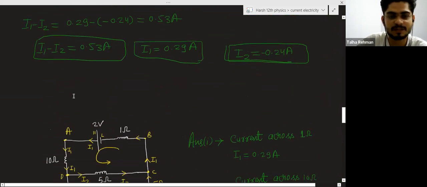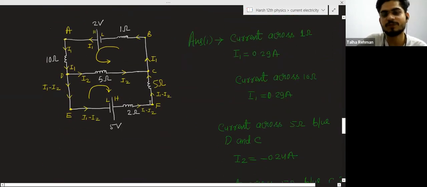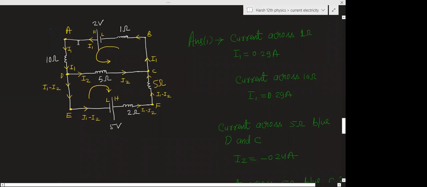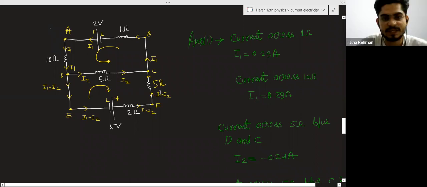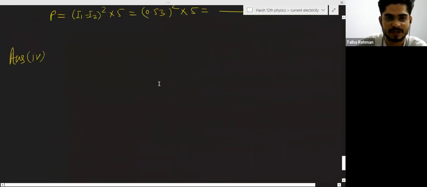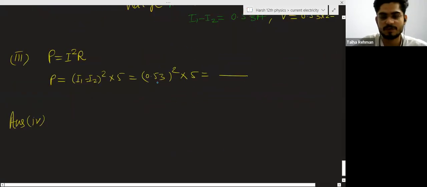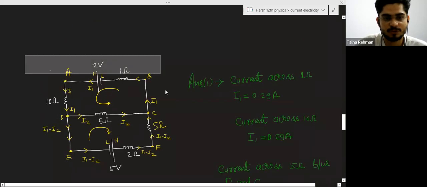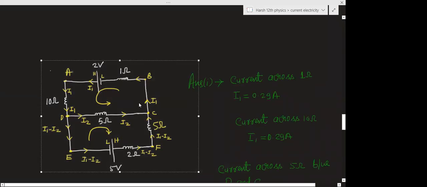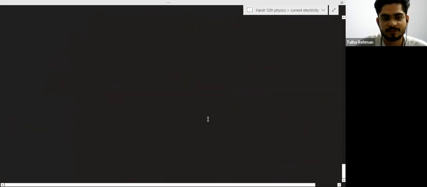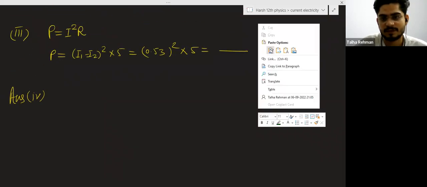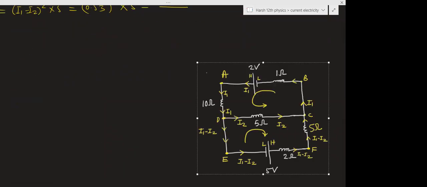So A and F we have to move. I will choose the path. Which path should I choose? A, B, C, F. So what should we do? We should take this figure with I1 and paste it here.